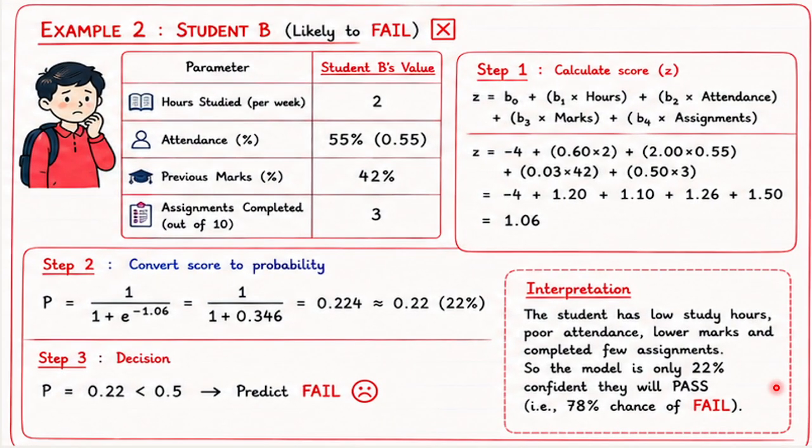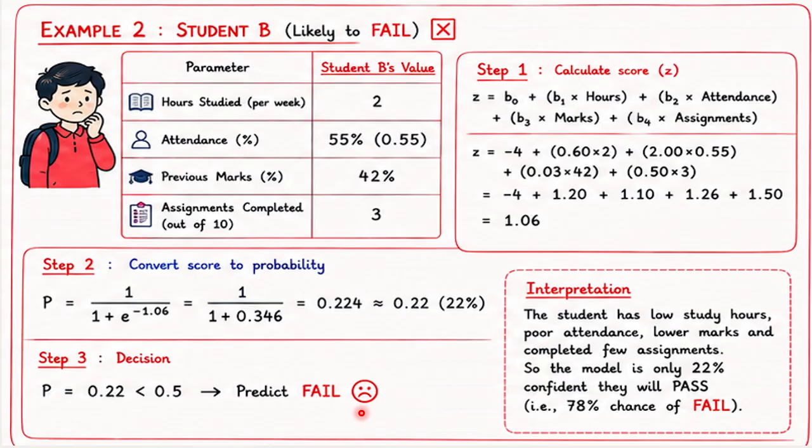Now let's take the second scenario as well. Again we put all the values into the formulas, and after performing all the calculations, suppose we got a linear score of 1.06. Now we put this linear score into the probability formula, and we got 0.22, which is 22%. When we apply this value in the decision rule, we can see that 0.22 is less than 0.5, hence the predicted class is fail.